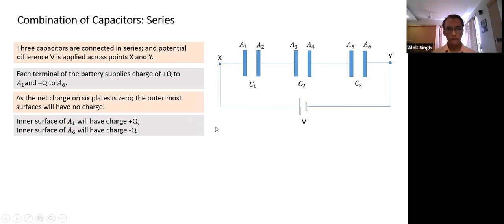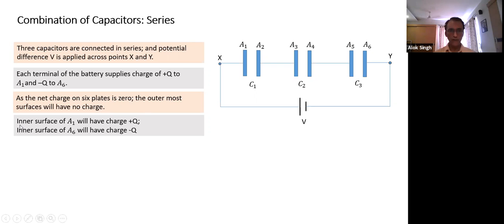When I transfer the charge, this plate has charge plus Q, this one has charge minus Q. Do any of the other plates have any charge? They don't have any charge. So if I take all 6 plates together, what is the net charge on all 6 plates together? The net charge on all 6 plates put together is 0. Hence, the outermost surfaces will have 0 charge. So where would the charge Q go?